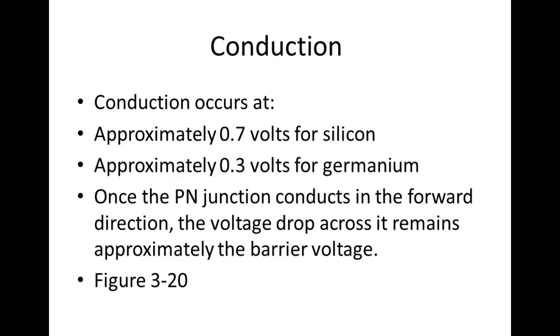Conduction occurs at approximately 0.7 of a volt for silicon. Now notice we say approximately. How do you know? Well, we look up the data sheet, and it gives us the average VF and then the maximum VF, which would be the voltage the diode will drop when you're running at its maximum current. Everybody understand that?